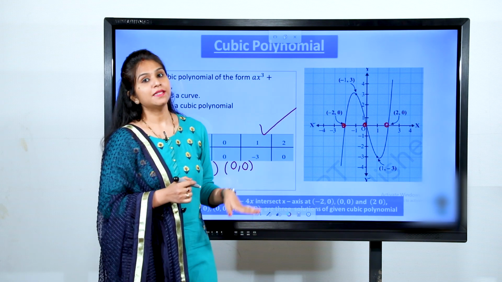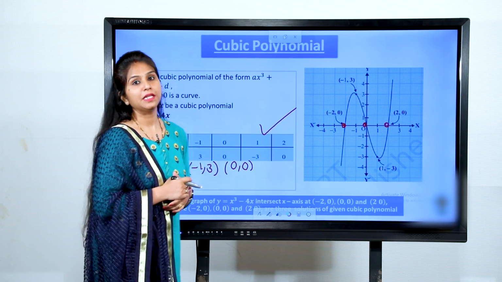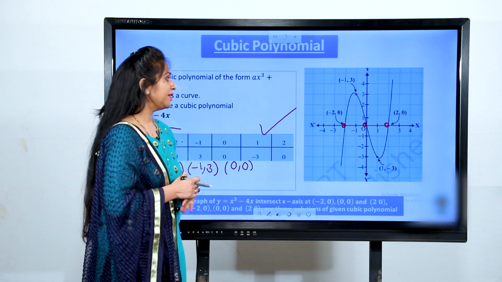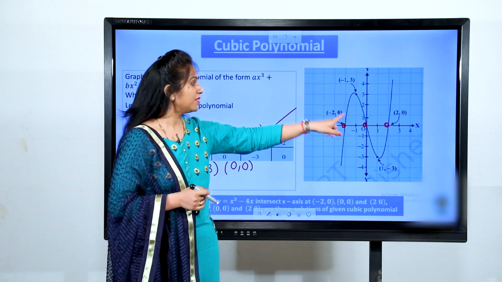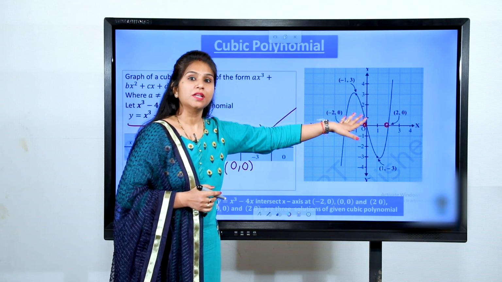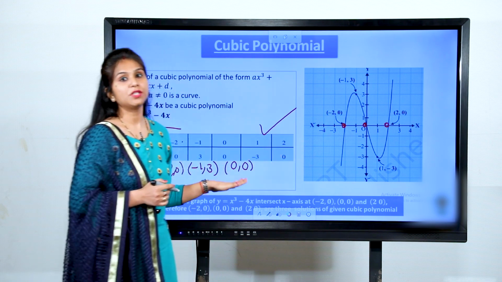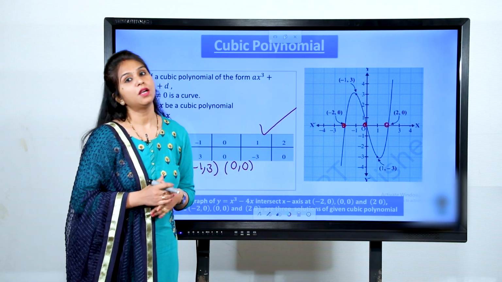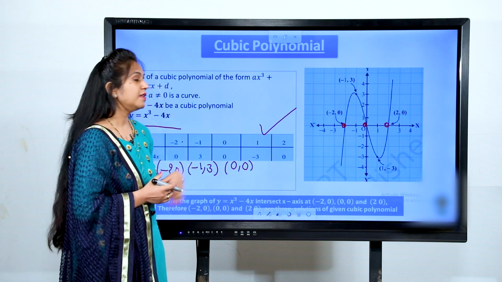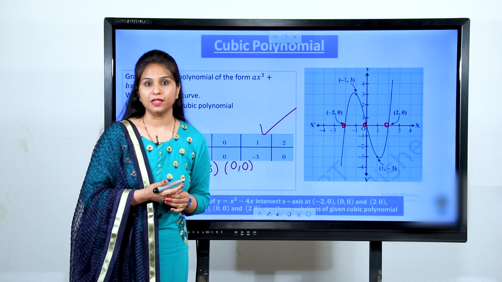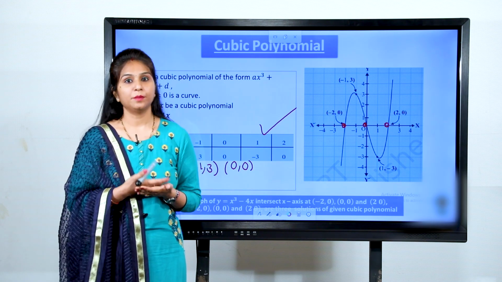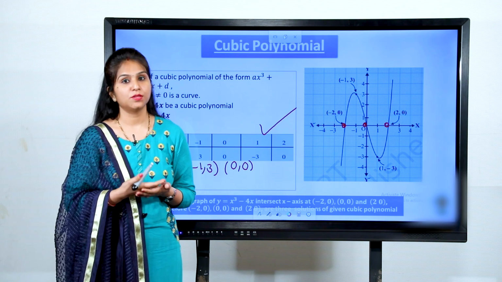Now clearly, since the graph of the cubic polynomial intersects the x-axis at 3 distinct points, the coordinates of the 3 points, minus 2 comma 0, 0 comma 0 and 2 comma 0, are actually known as the zeros of the cubic polynomial. So now let us conclude the things which we have discussed. Suppose we have a polynomial of degree n. It can be any number: it can be 1, it can be 2, it can be 3, it can be 4 and so on.